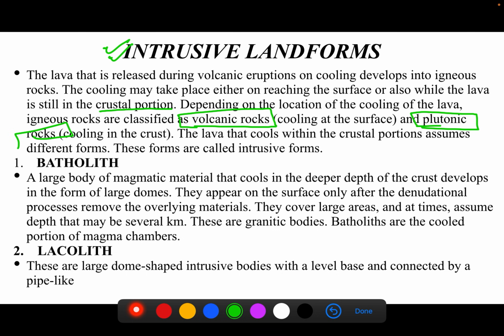So when this lava is coming out, it can solidify either after reaching the surface of the Earth or it can solidify below only. Now, if it solidifies below the surface of the Earth and does not reach the surface, it is called a plutonic rock, that is, cooling in the crust. However, when it reaches the surface, it is called a volcanic rock. So the lava that cools within the crustal portion assumes different forms. When it is within the crust, it has different forms, and that is what we have to understand in the intrusive landforms, right? To understand better the volcanic and plutonic rocks, let's see a quick video.